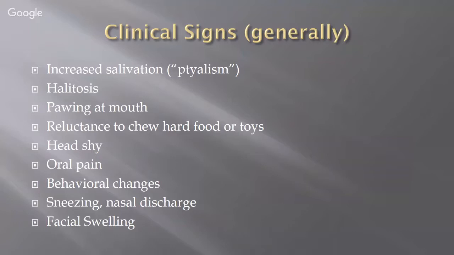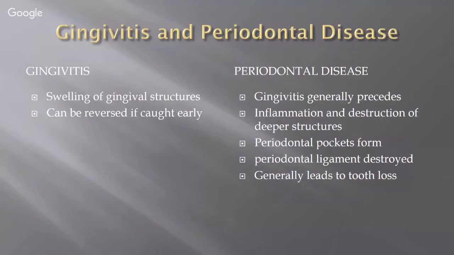The fancy term for that is ptyalism. We'll see halitosis, or we'll smell halitosis. It's a bad odor of the mouth. Generally results from bacteria being stuck within tumors or holes within the mouth that you normally wouldn't have a problem with. Pawing at the mouth, reluctance to chew hard food or toys, head shy, oral pain, behavioral changes, sneezing, nasal discharge, and facial swelling. Gingivitis is the first thing we'll see.